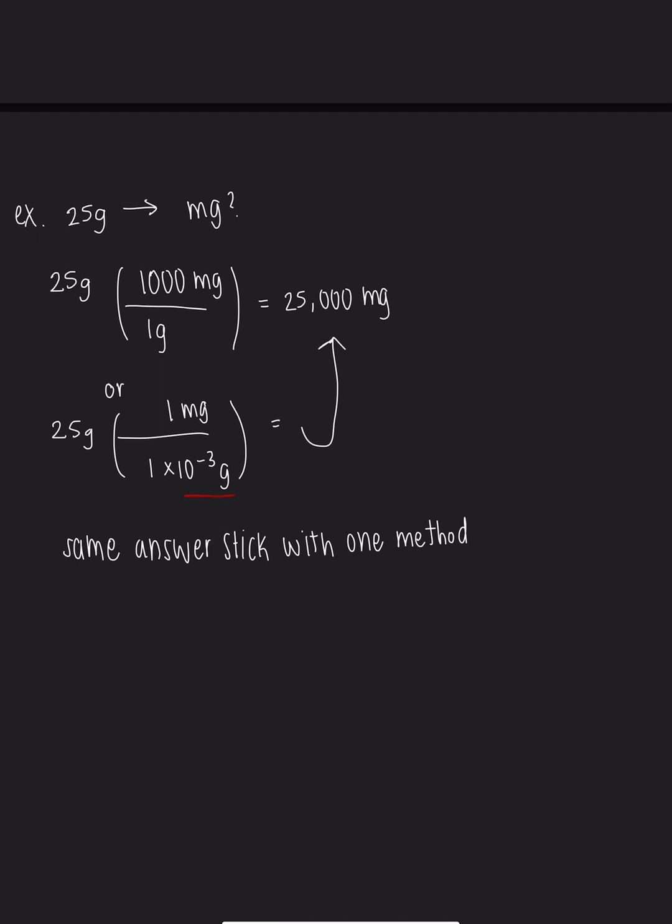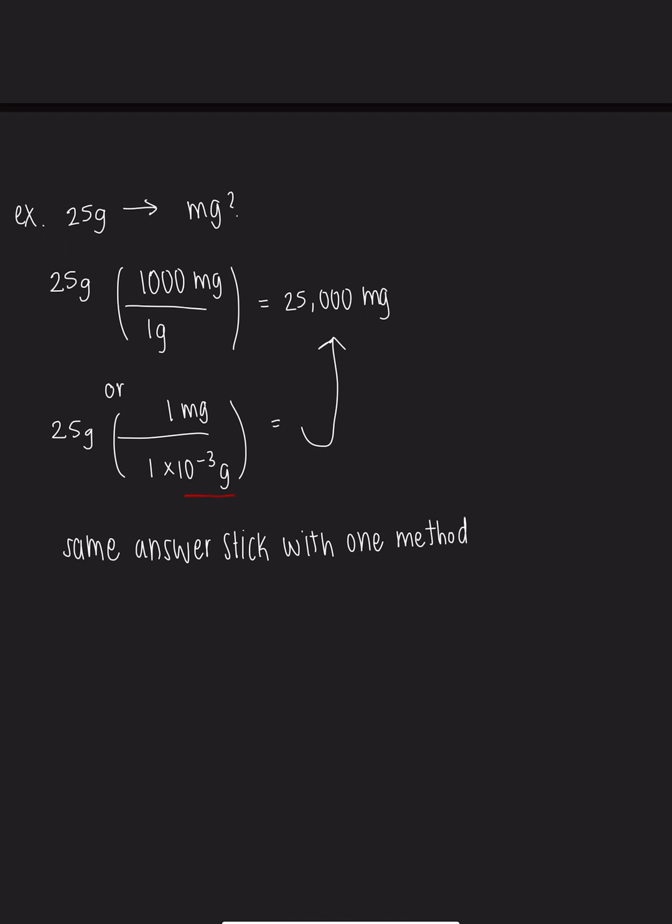So you need to choose one and stick with it. Stick with what makes sense in your brain. For me, whenever I have problems, I just think, okay, if it's a kilogram, in 1 kilogram, there's 1,000 grams. And that's how I do the conversions.